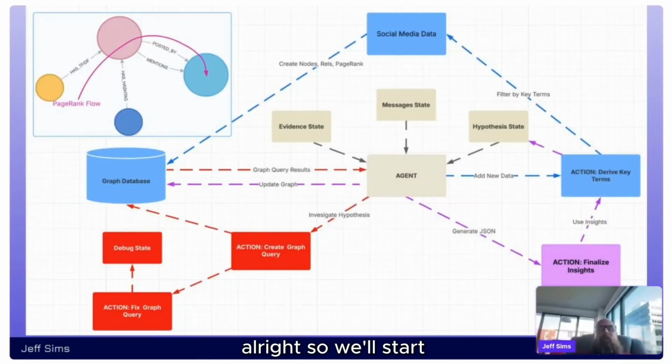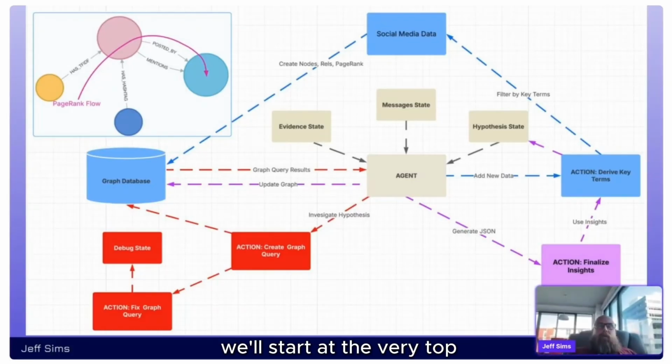All right, so we'll start with the architecture here. We'll start at the very top, the blue chunks. We have raw social media data. This is a very large CSV of tweets. Of course, we're not going to scrape live Twitter data and all of that. That would be extremely unethical. So we initially filter this large CSV with some keywords to create nodes and relationships.